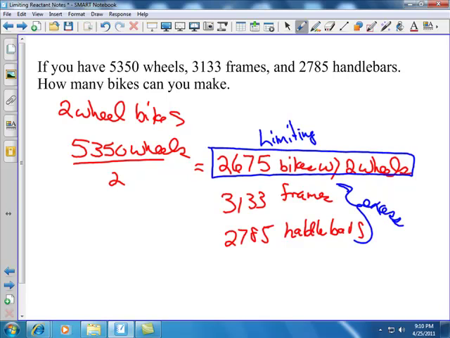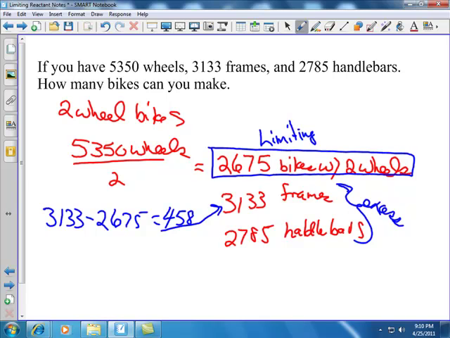And then one of the things we can figure out is, okay, how much excess do I have? How many excess frames do I have? Well, I would take 3,133 minus 2,675, and what that would tell me would be how many frames I have left over. So I have 458 leftover frames.